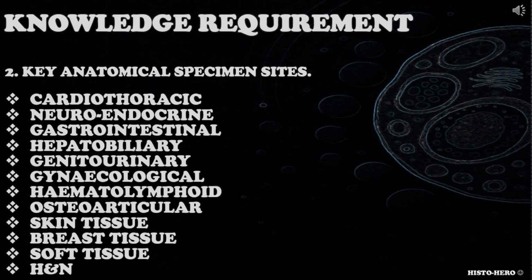The second knowledge requirement is for you to know key anatomical specimen sites. What are the key anatomical specimen sites? What types of specimens do you receive in your lab from those sites? Consider anatomical sites like cardiothoracic, neuroendocrine, GI, or gynaecological. What types of samples would be taken from those sites? Consider shave, core, loop, wedge and others. What procedures would be used to obtain tissue from those sites? Try to link this knowledge requirement to the previous one.